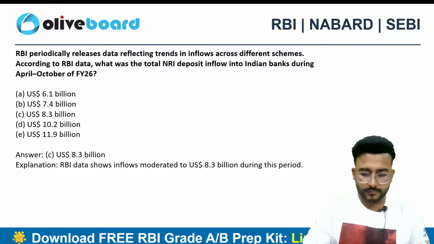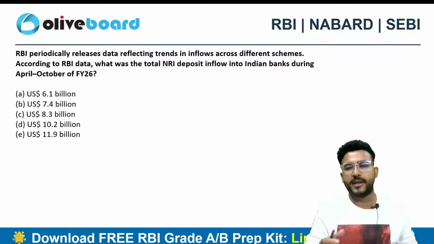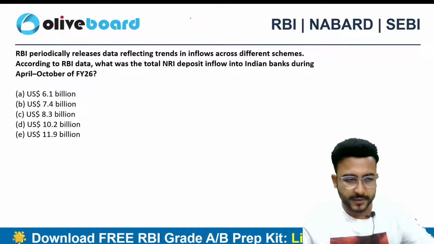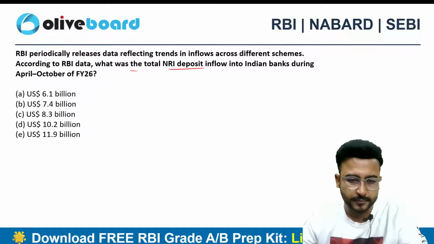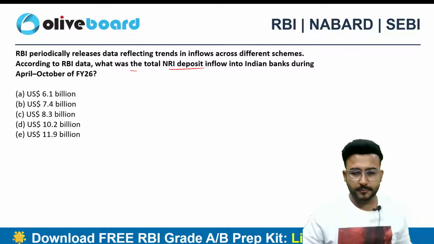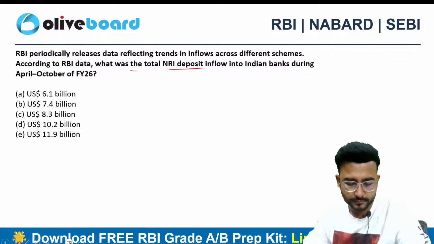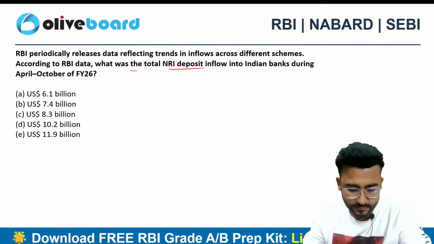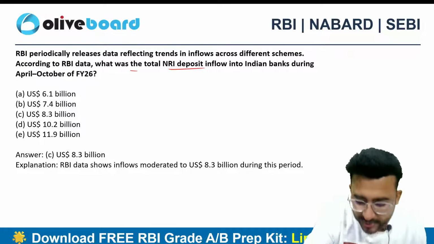Next one. RBI periodically releases data reflecting the trends in the inflows across different schemes. According to RBI data, what was the total NRI deposit inflow into Indian banks in April to October? It was 8.3 billion US dollars.